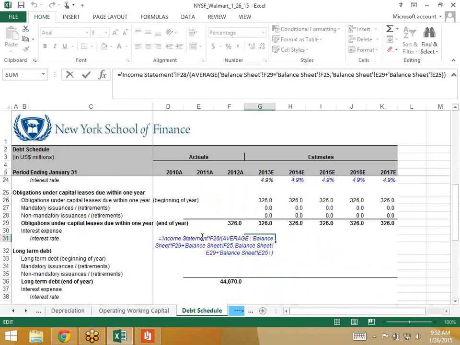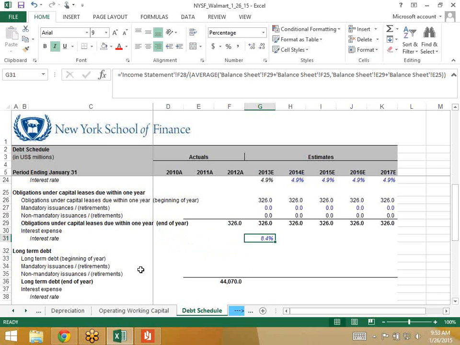So it's income statement F28 divided by AVERAGE, open parentheses, 2012, current capital leases plus short-term capital leases, comma, 2011, capital leases plus short-term capital leases, close parentheses. That gave me an implied rate. They must have been paying a blended rate of 8.4%.